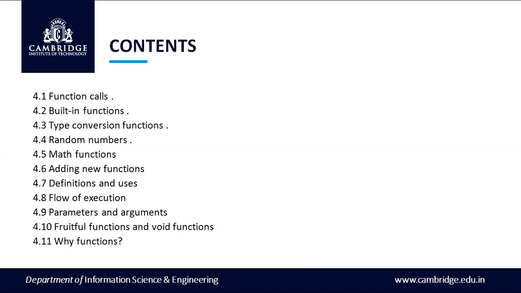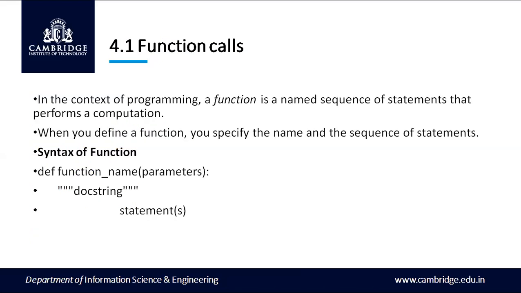flow of execution, so how the function is called, and once it is called, how the execution happens, how the flow of execution of a function happens. Also we'll be learning about parameters and arguments, fruitful functions, void functions, and why we require functions. So what is a function? Why is a function required? Why is it so important in a programming language? All those things we'll be studying in this chapter.